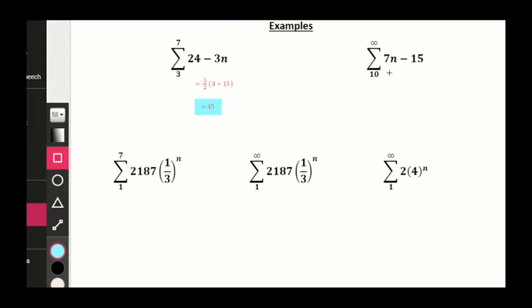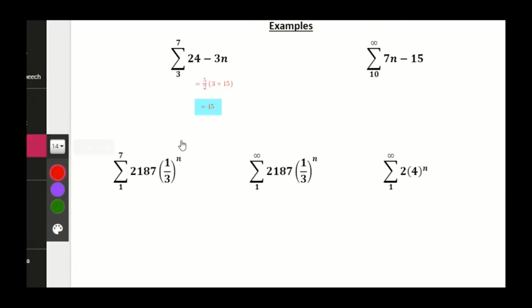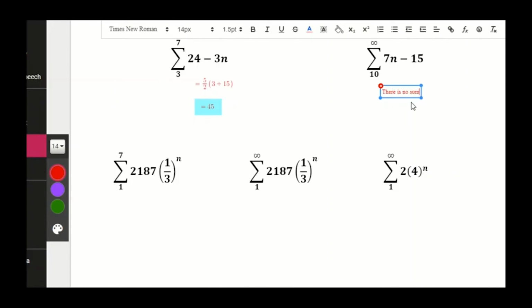Oh, yeah, that's right. Okay, so over here we've got an infinite arithmetic series, which, as we know, has no sum. So there's nothing to do. We just say there is no sum for now.